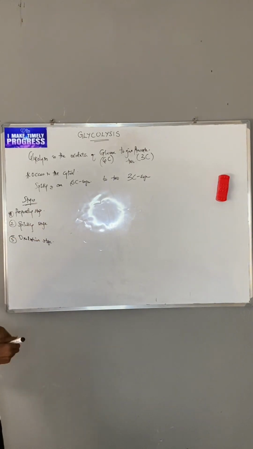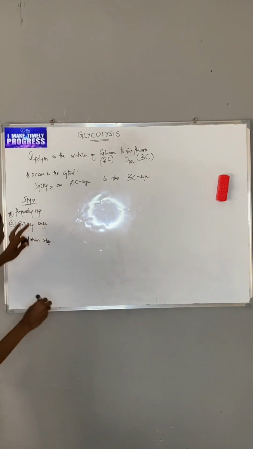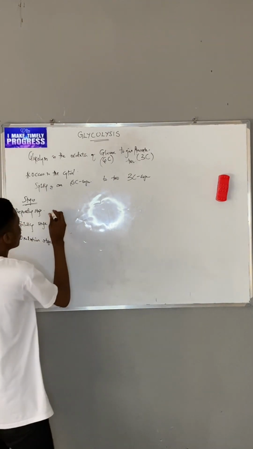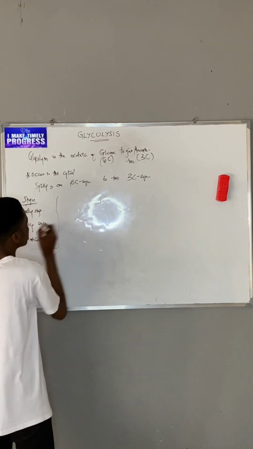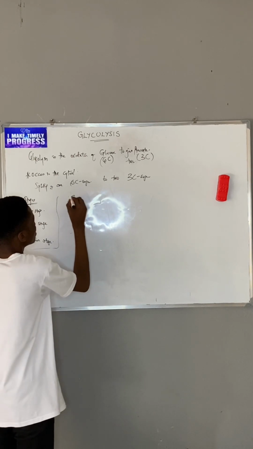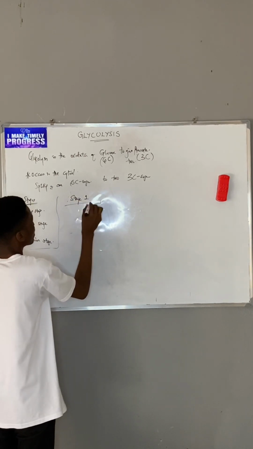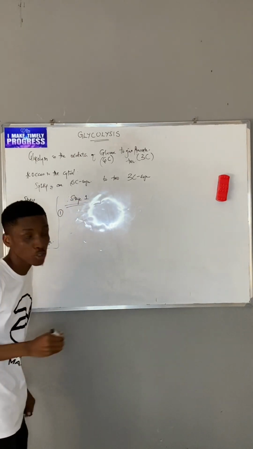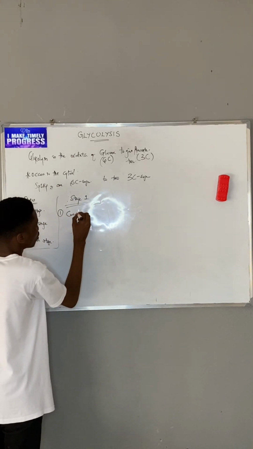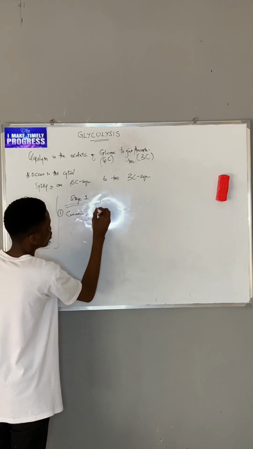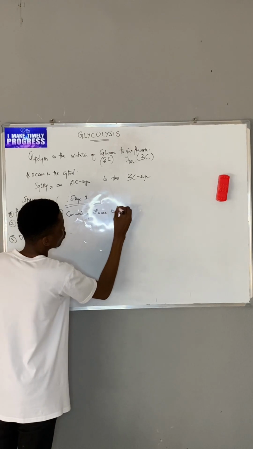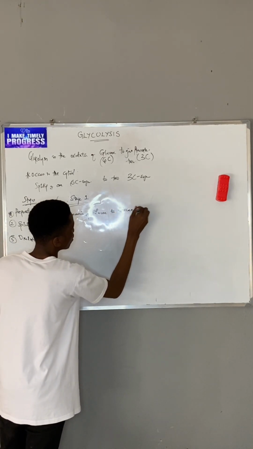So now under the preparatory stage, I'll take them one after the other. We have 3 steps under the preparatory stage. So under our preparatory stage, which is stage 1, we have 3 steps. The first step here is conversion of our glucose to glucose 6-phosphate.